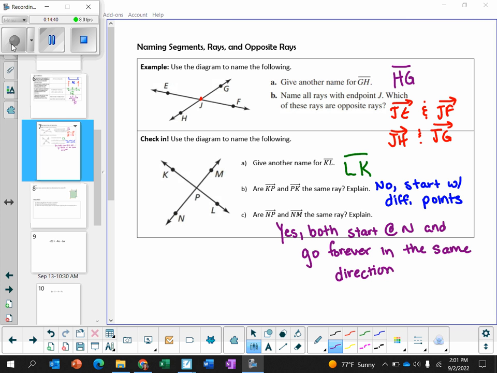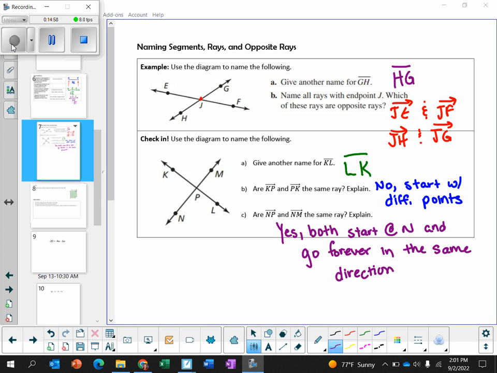All right, so another name for segment KL would be segment LK. Asking, are ray KP and ray PK the same ray, and explain? No, because one starts at K and goes towards P. The other one starts at P and goes towards K. So they start with different points, so they're not the same.